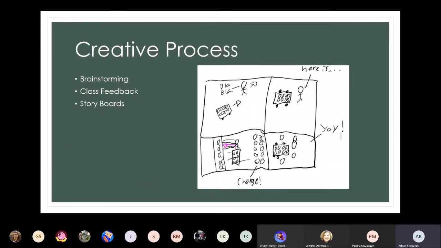So for the creative process, first you must brainstorm what you want your general idea to be, and then you get some class feedback on what you should improve. And then you create your storyboard, which is how you want your story to lay out in your attraction.